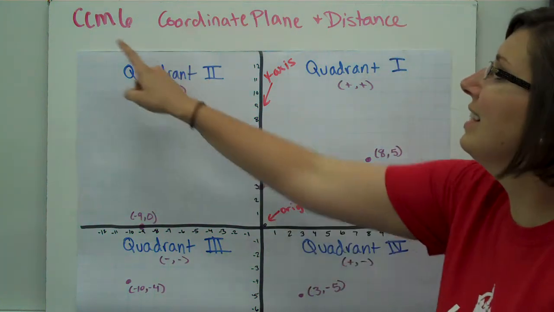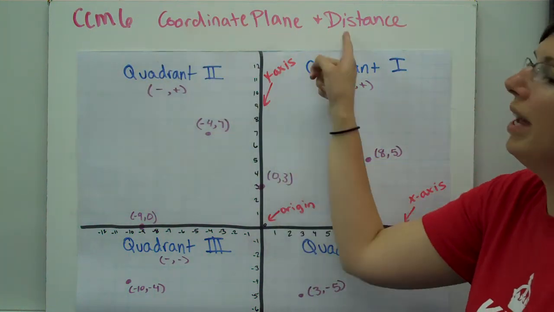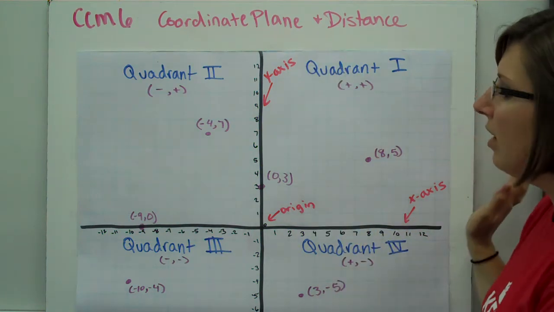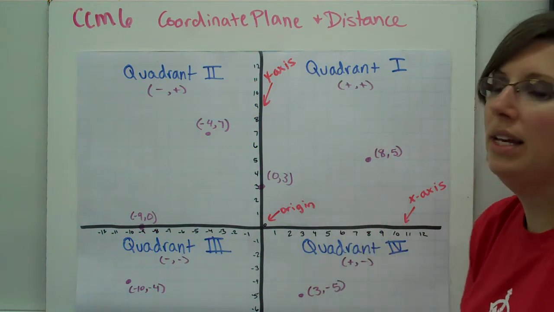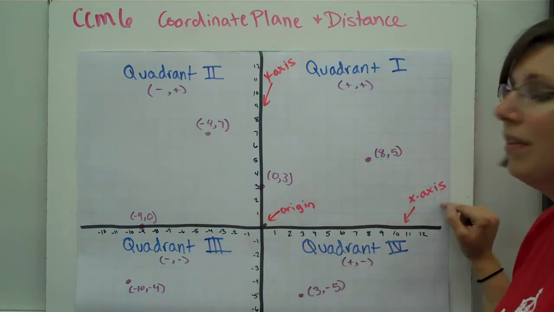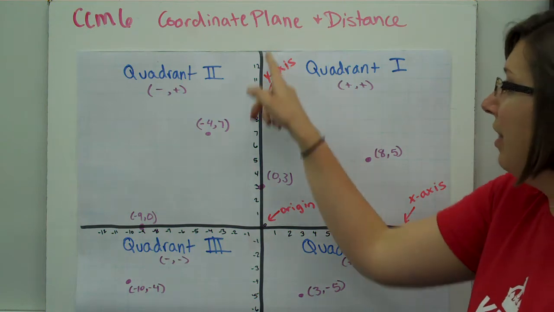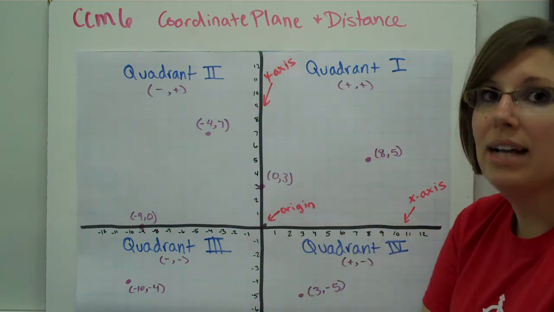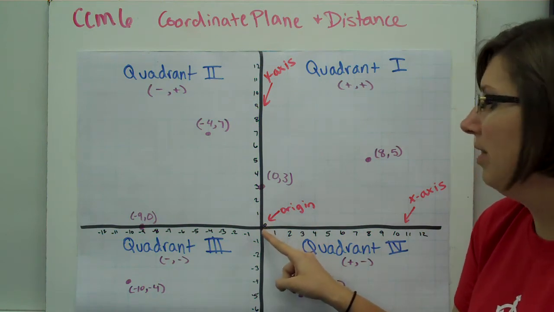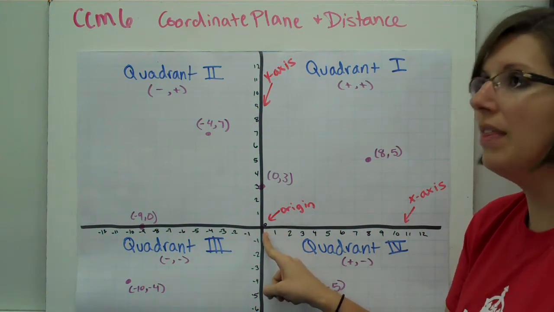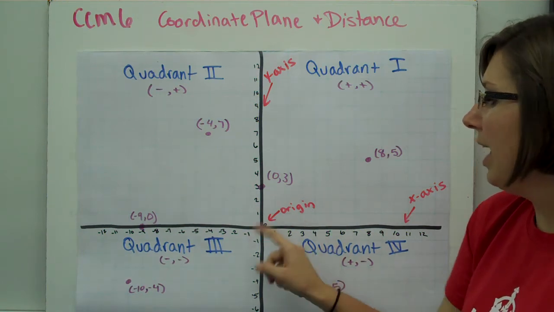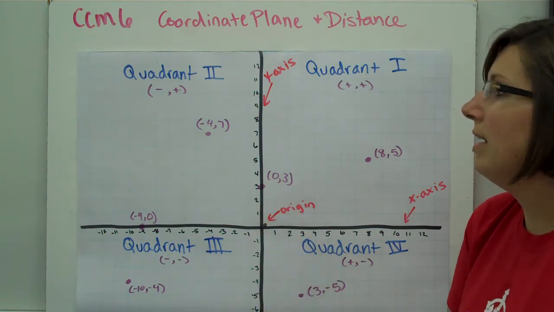Hi, this is CCM6, the coordinate plane, and finding distance on the coordinate plane. So here I have your coordinate plane. It's made up of two number lines, one horizontal, that's called the x-axis, and then one vertical, that's called the y-axis. The place where the x-axis and the y-axis meet is called the origin. That location is (0, 0). That means 0 on the x-axis and 0 on the y-axis.